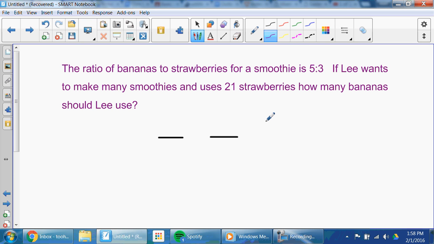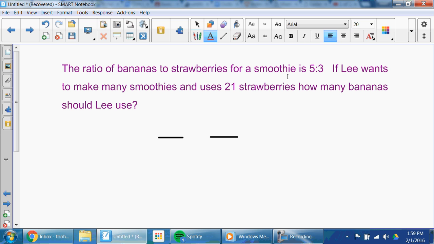This video is about changing or growing ratios. So the equation here is the ratio of bananas to strawberries for a smoothie is 5:3. If Lee wants to make many smoothies and uses 21 strawberries, how many bananas should Lee use?